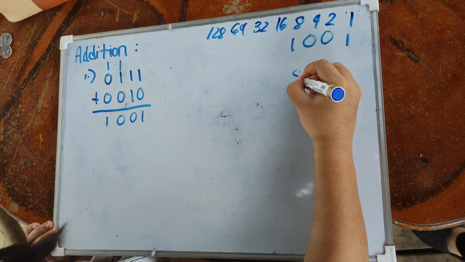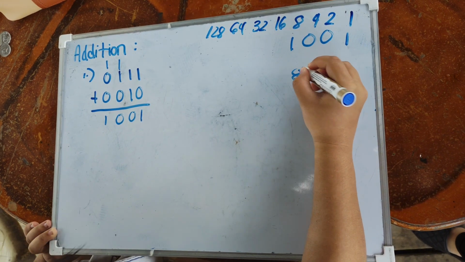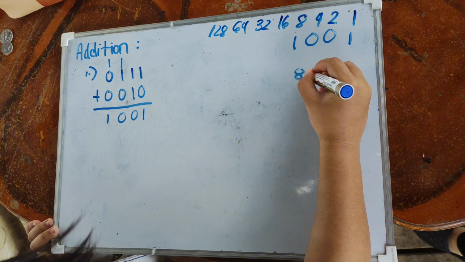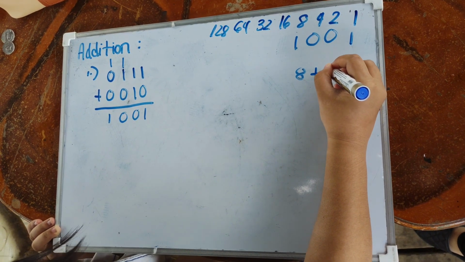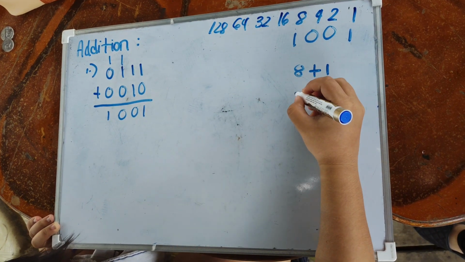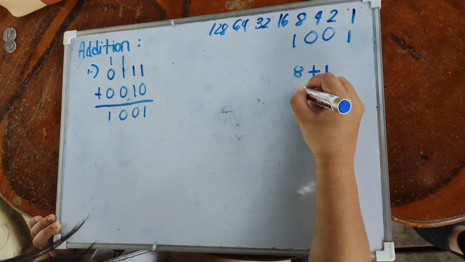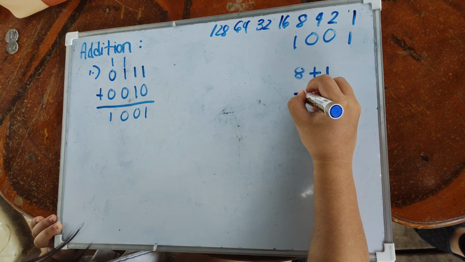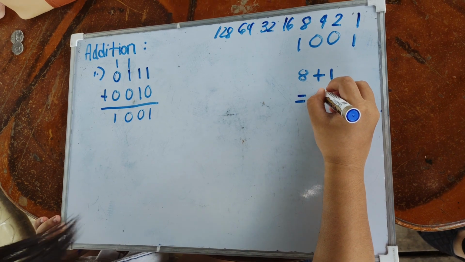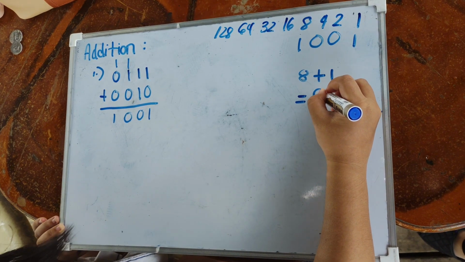Remember, 1 stands for true, 0 is for false. If the binary bit is under 0, it means it's false. You don't have to calculate that. It corresponds to 8 and 1. Those are the only true values and you must only count those. So we have 8 plus 1, which equals 9.